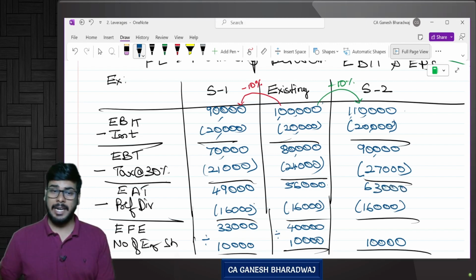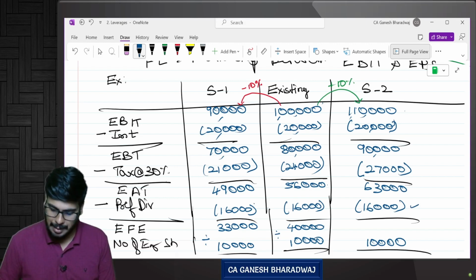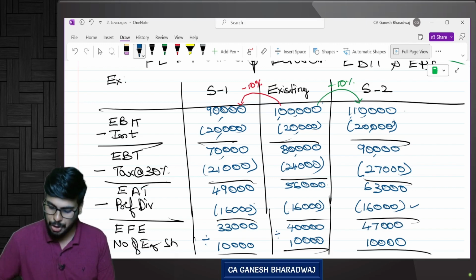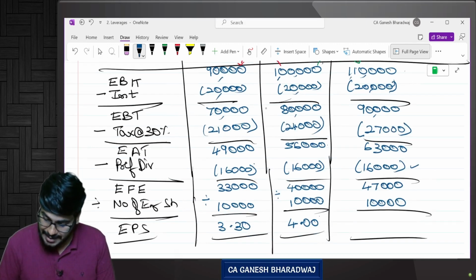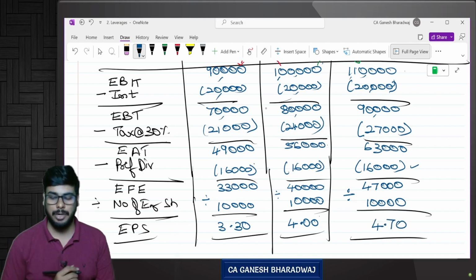Now is this entire amount available to the equity shareholders? No. Out of this, the preference dividend needs to be paid. So 63 minus 16 gives you 47,000, which is your earnings available to equity shareholders. So what is the earnings per share? 47,000 divided by 10,000 is going to be 4.70. Are you clear with this?